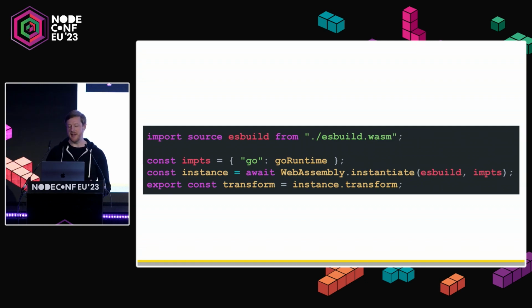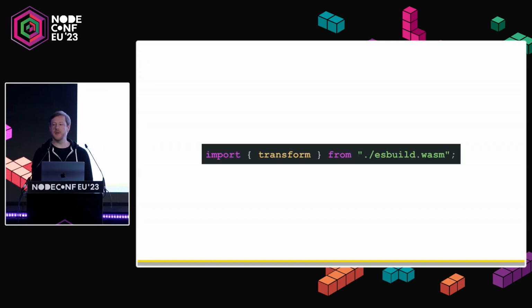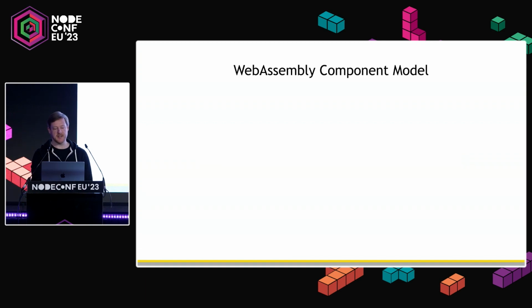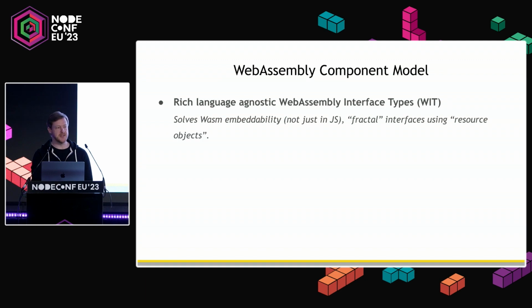But there's still a little bit of glue here as well. What we'd really like is something as simple as just importing a transform function from a WebAssembly binary. So what would it take to get us to that kind of level of simplicity? The argument is that that's very much a motivation for the component model, which is that you have these rich language-agnostic WebAssembly interface types that solve for the embeddability of WASM.